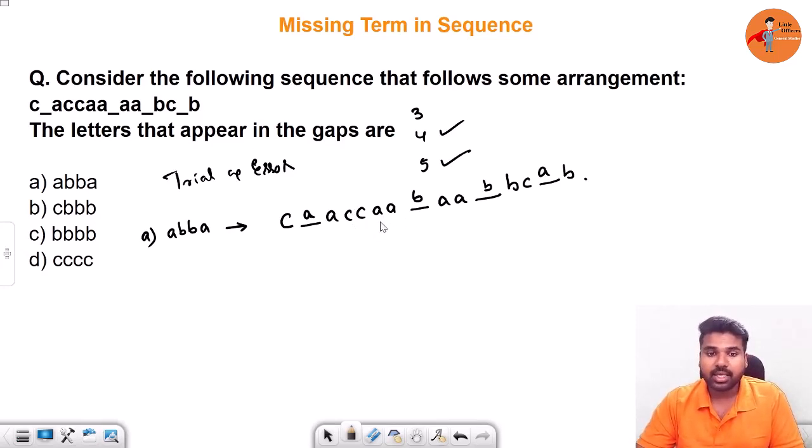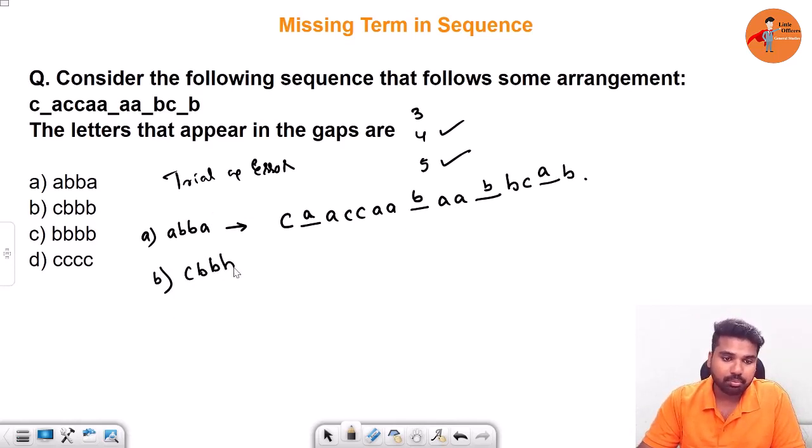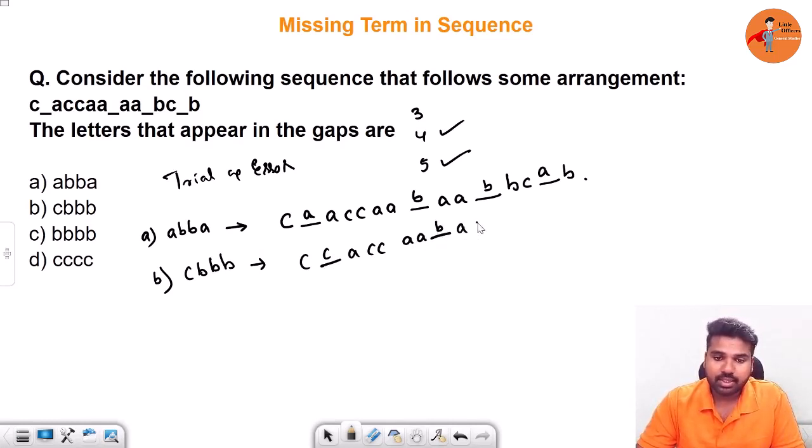Even if we take 5, you are not getting any kind of pattern, because here C is coming, but here you will get B. So this option is not fitting. Let's see B, that is B C B B B. Now let's check this one. In the first blank we will put C, then C C. Then in the blank we will put B, and again in the blank we will be putting B, B, C. Again there is a blank and B.